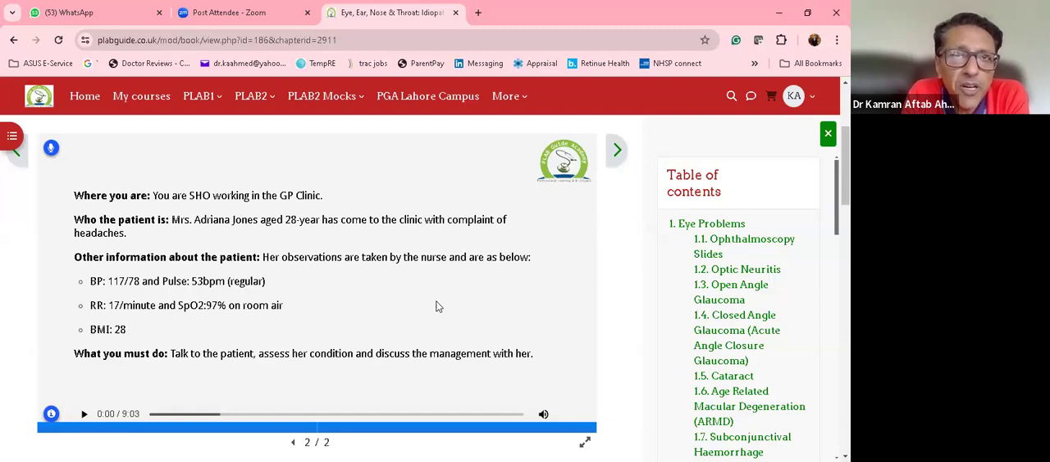Then giant cell arteritis. Again, it is highly unlikely to present in this age group, but you still need to rule that out on history. Then meningitis, for example, you need to rule that out. Cerebral venous thrombosis and the other causes of headaches. You need to rule that out.